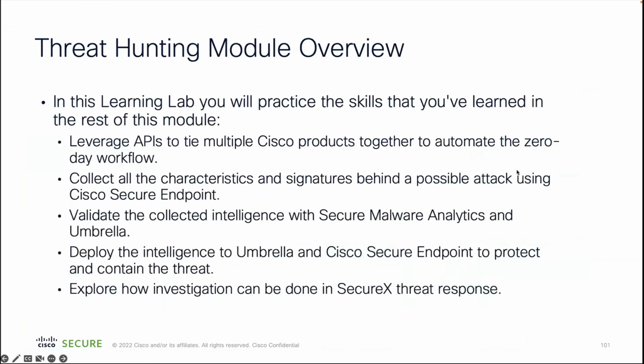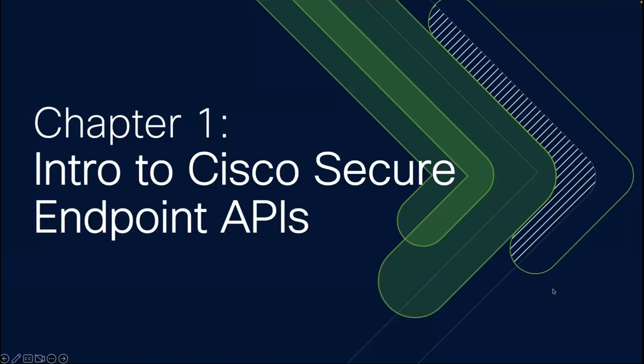So that's just a step-by-step overview of what we are going to do, right? And which APIs we're going to leverage, and what is going to be the end outcome of this exercise. And from here, we go into the first solution that we are going to explore, which is Cisco Secure Endpoint.